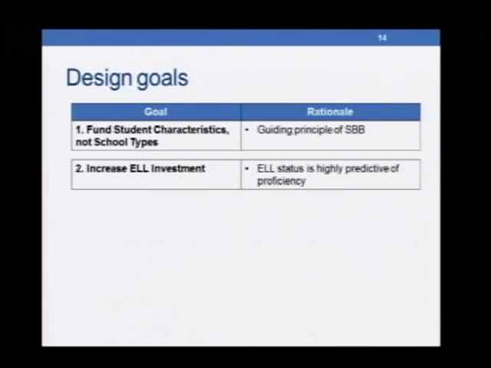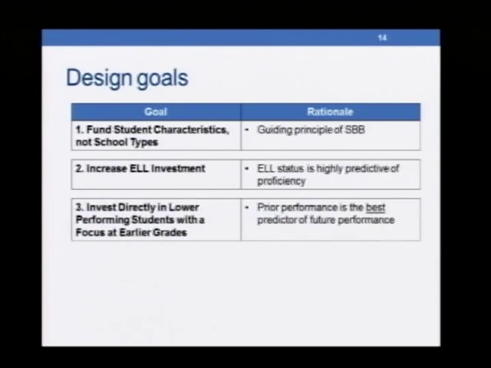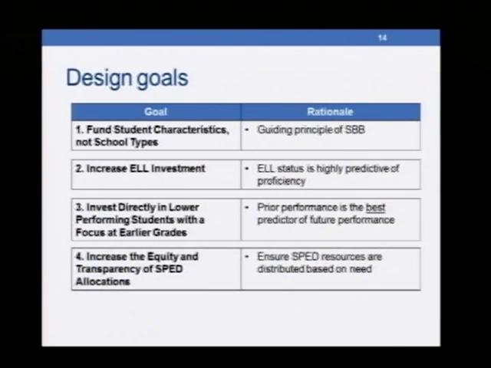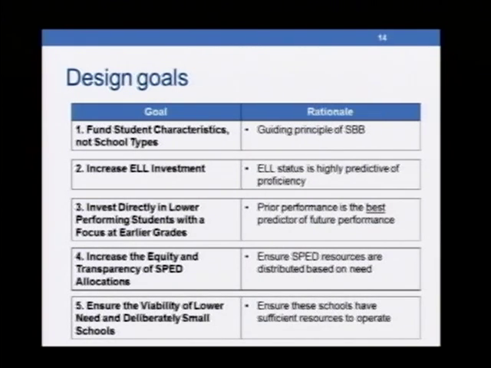As we looked at the data, obviously EL status is highly correlated with and predictive of level of proficiency. We also wanted to invest directly in lower performing students with a focus on earlier grades. And of course, prior performance is the best indicator of future performance, so we wanted to make sure that we had a stake in that. The fourth design goal was to increase the equity and transparency of special ed allocations. And then finally, to ensure the viability of lower need and deliberately small schools.